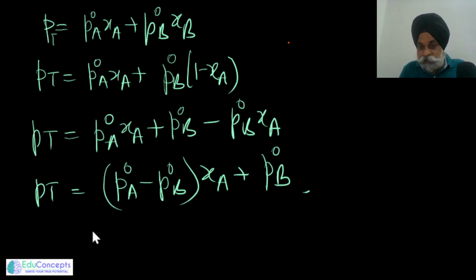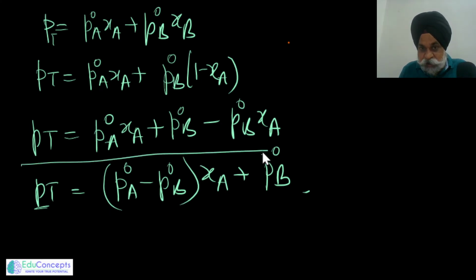Now if you look at it from this viewpoint, if you draw a line between P total and XA, you would get a straight line. That is why the liquid phase composition line, the pressure line, is a straight line. So one statement we got here is an important statement.